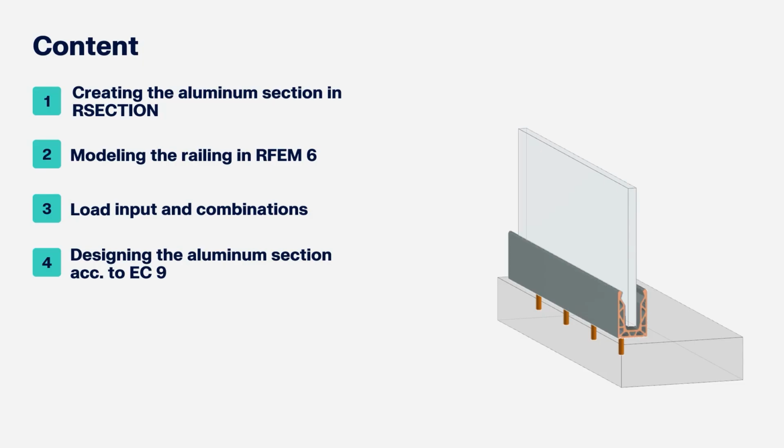Step by step, I will demonstrate how to model the system in RSECTION and RFEM and how to design it using the Aluminum Design add-on. I'll compare two different modeling approaches, one using members and the other using surfaces. The goal is not only to show you how the software works, but also to highlight how the modeling approach influences the structural behavior and ultimately the design results.